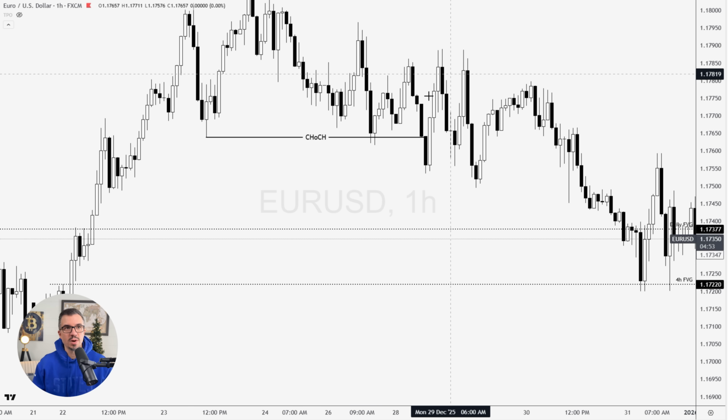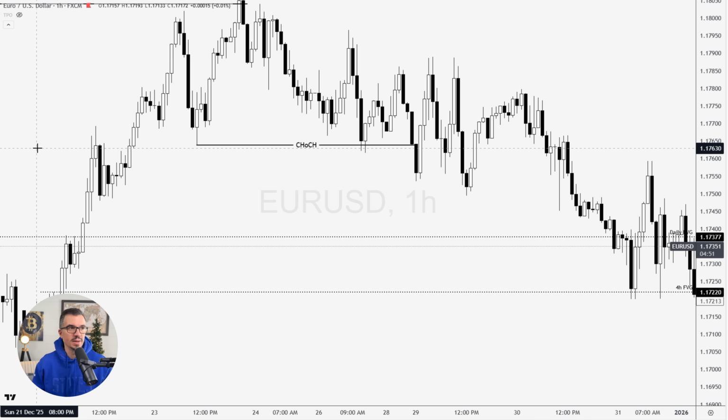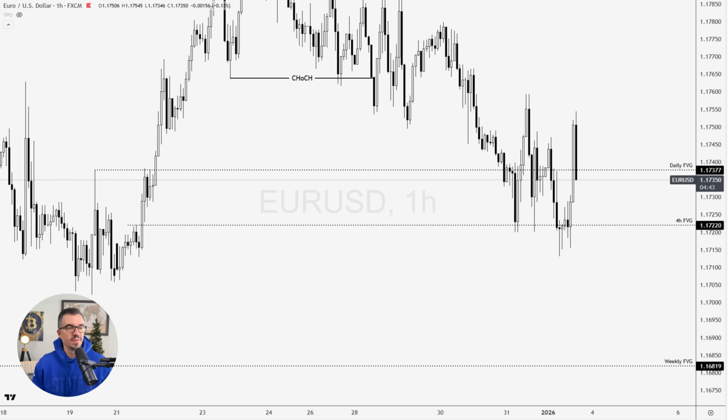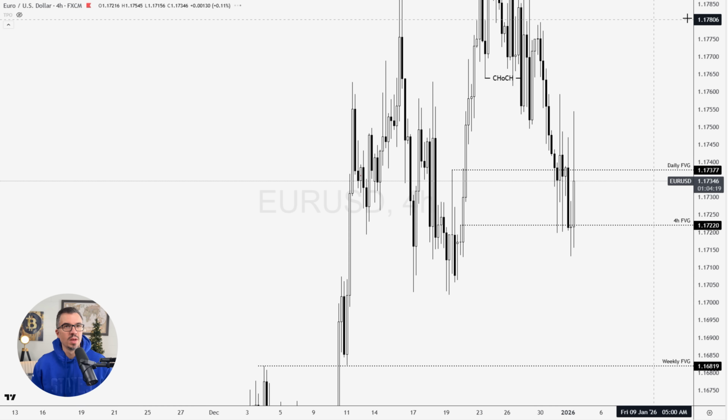Now, it got choppy through here with the holidays, but that's to be expected. We also saw this market come down here and mitigate two significant fair value gaps. One here, this 4-hour fair value gap, this daily fair value gap. Both of these came into play here last week. So really nice, pretty clean price action considering the holidays from the euro, following that internal change of character down there toward those FVGs.